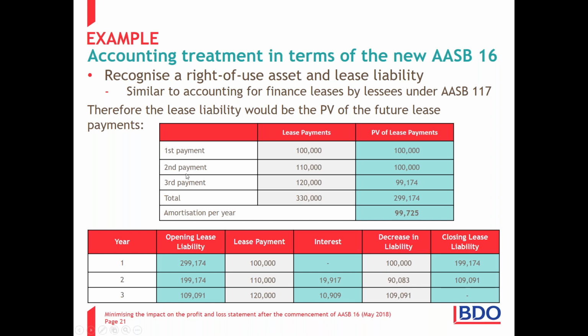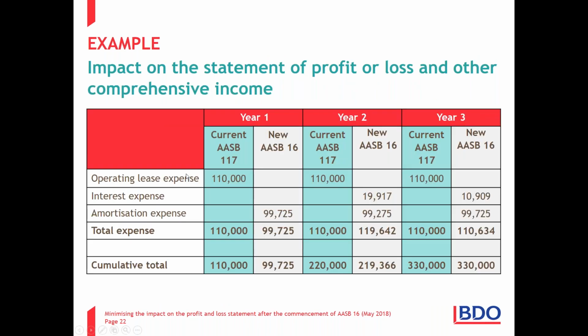So what does this look like in the profit and loss? Under the current standards, we would have had an operating lease for $110,000 per year for 3 years, and that's all. Under the new standard, we would have an amortization of the right of use asset and an interest charge. As shown in the prior slide, there's no interest in the first year due to the payment being upfront, but then interest in years 2 and 3.